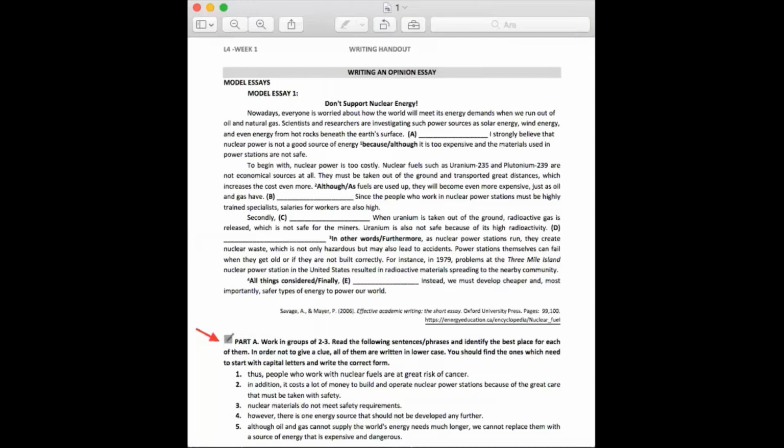Secondly, pronouns also give you important clues. So when you see a word like it, they, this, or those, look for the sentence that contains the information that these pronouns refer to.